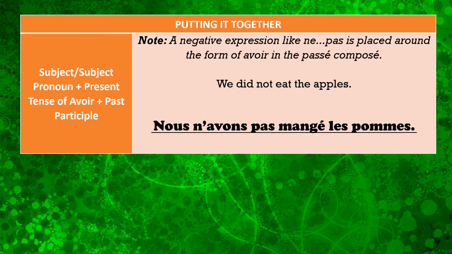Nous n'avons pas mangé les pommes. All right. You see the ne pas goes around the helping verb. We leave the past participle alone. So put the negative around the helping verb, and you'll be fine.